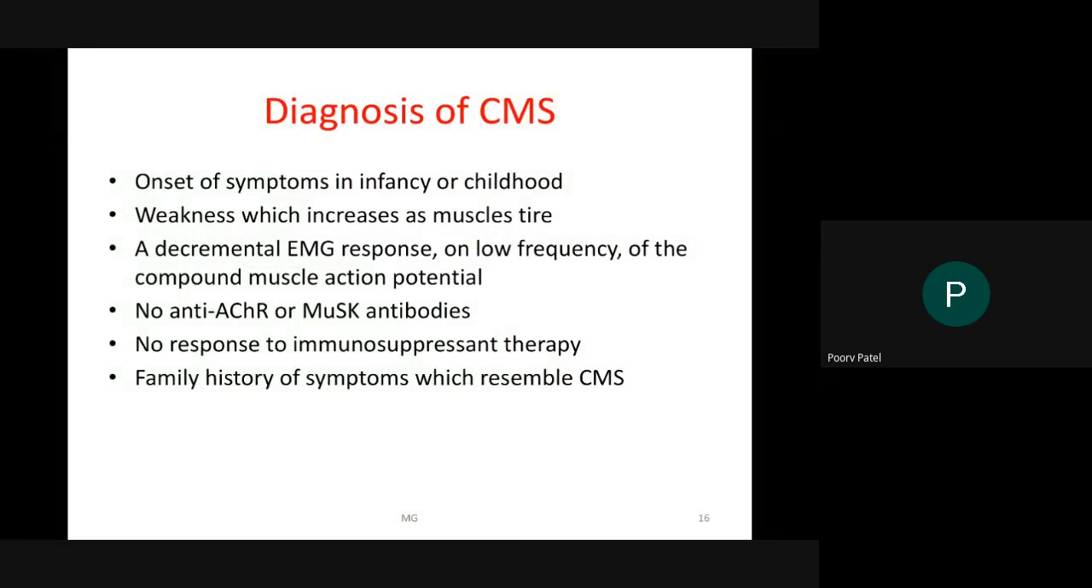Family history of symptoms which resemble CMS. So if the mother or father or maybe other siblings also have such symptoms, then it is not going to be because of this CMS.